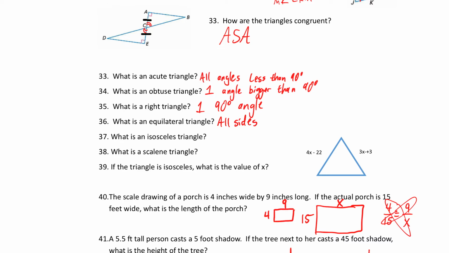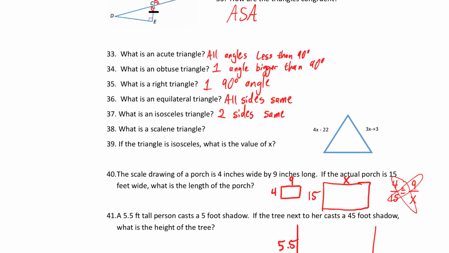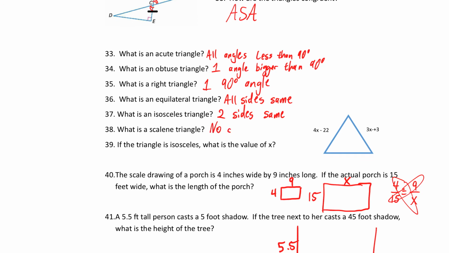Okay, this one's talking about the sides. All sides are the same. Which equiangular follows from that. Equiangular means all the angles are the same. What's isosceles? Okay, two sides are the same. And what is scalene? Okay, no sides are the same.